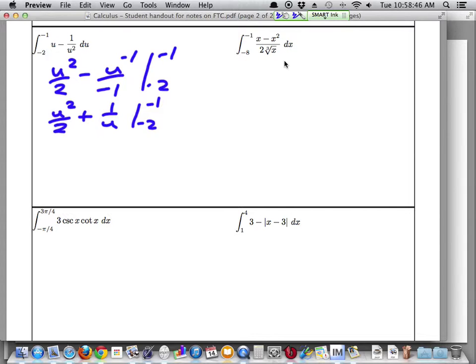Alright, which one do I plug in first? Negative 1. If I plug in negative 1, that gives me 1/2 plus a negative 1. Then minus, plug in negative 2, that gives me a 2 minus a 1/2.